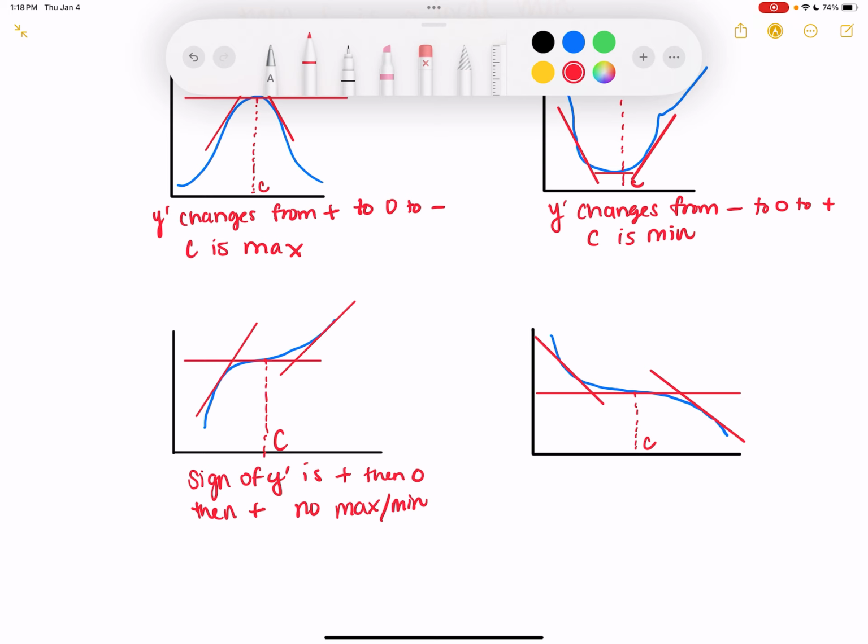So this one's just the reverse of the previous one. The sign of y prime is negative, then 0, then negative. So no max or min.